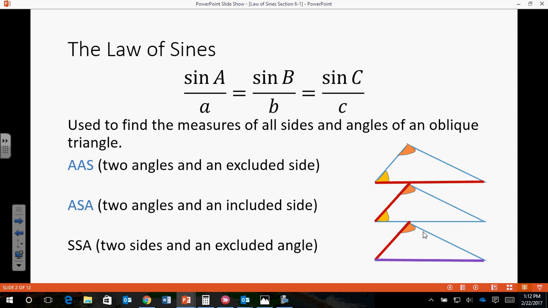And that works for any triangle: oblique, scalene, isosceles, right, equilateral, equiangular, and so on. Provided that you either have two angles and an excluded side, or two angles and the included side, the one that's between them, or two sides and an excluded angle.